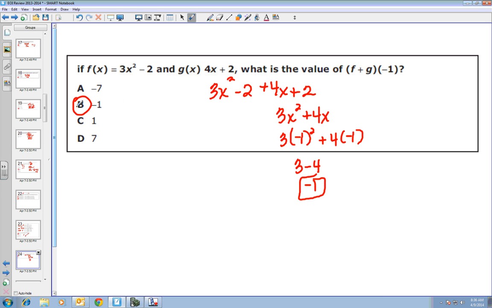Okay, how many of you got the right answer? Okay. If you messed up, it's probably that -1 that got you. Okay, make sure it's -1 quantity squared.